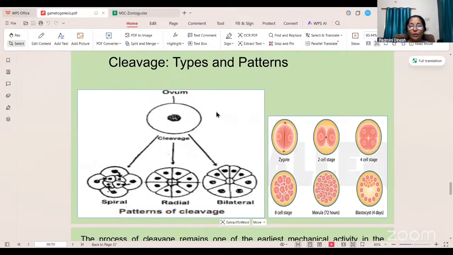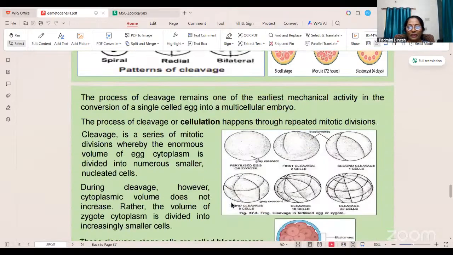What is cleavage over here? Once the ovum is fertilized, it becomes a zygote. Now this zygote has to undergo cleavage, from single cell to two cell stage, from two cells to four cells, four to eight, and so on. That is called cleavage. Now this cleavage has a pattern. Not all zygotes will undergo the same pattern of cleavage. That is why we are going to talk about the patterns. This can be either spiral, radial, or bilateral type of cleavage. So we'll talk about these cleavage systems.